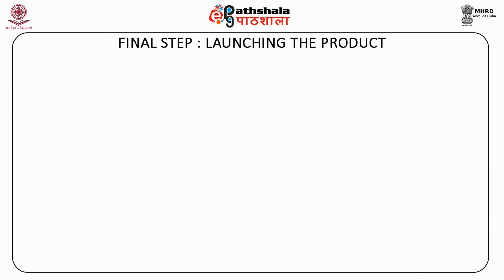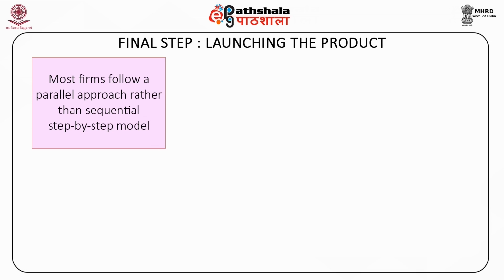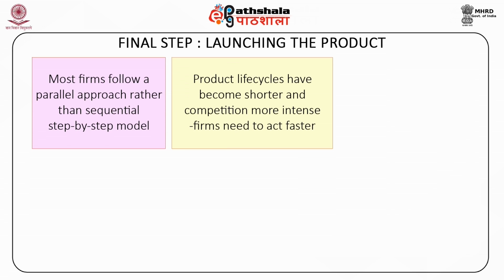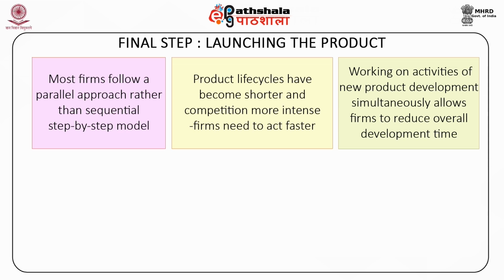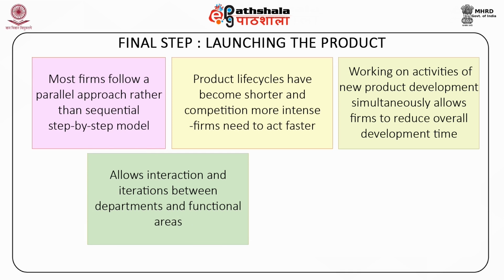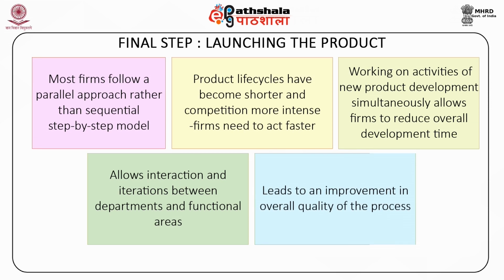While the above steps clarify the entire process of new product development, most firms these days prefer to follow a parallel approach rather than the sequential step by step model. This is due to the fact that product life cycles have become shorter and competition is more intense. So, firms need to act faster. Working on various activities of product development simultaneously allows firms to reduce overall development time. Another benefit of this is that it allows interaction and iteration between different departments and functional areas working on a new product development together. This leads to an improvement in overall quality of the process.